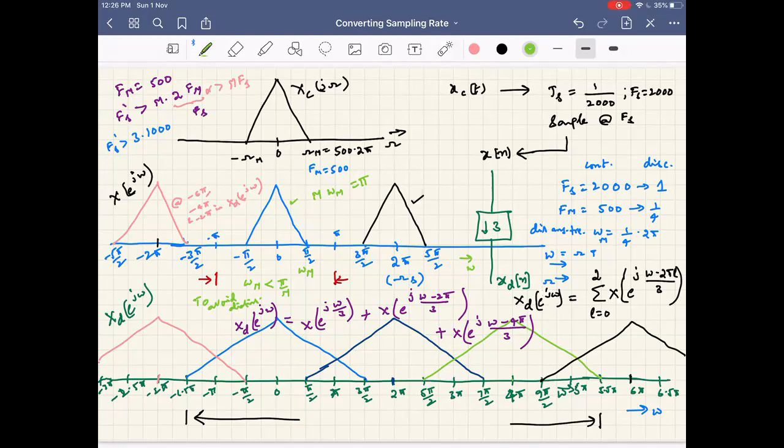Now, if it doesn't happen, what should we do to avoid aliasing? Assume that FM is fixed. Because FM is fixed, ω_m is also fixed. However, in some applications we are required to do downsampling by M times. Now, to avoid aliasing, what should we do? See here, pi by M is how much? If you want to do downsampling by 3 times, pi by M is pi by 3. So only the frequencies from minus pi by 3 to pi by 3 will be retained.